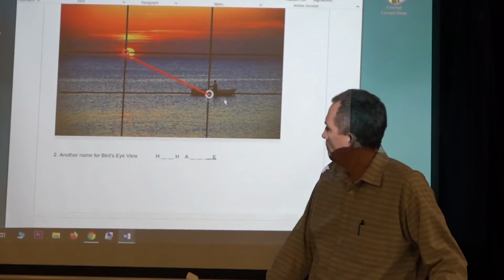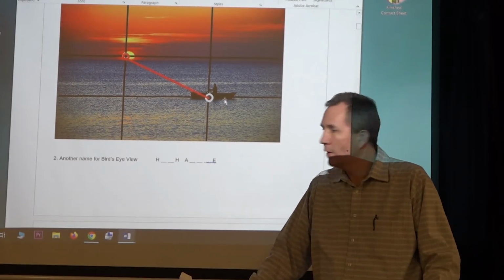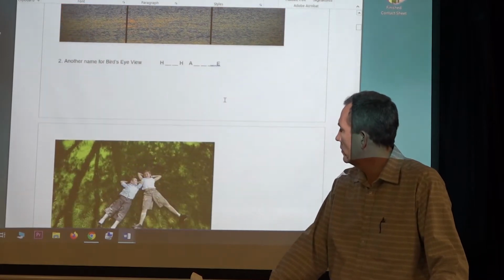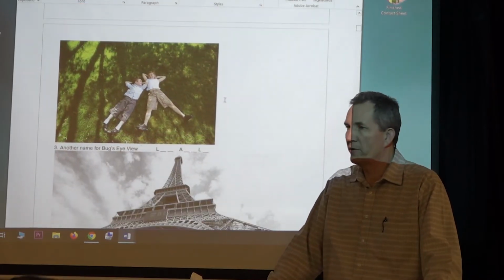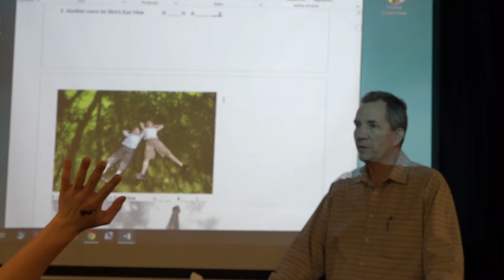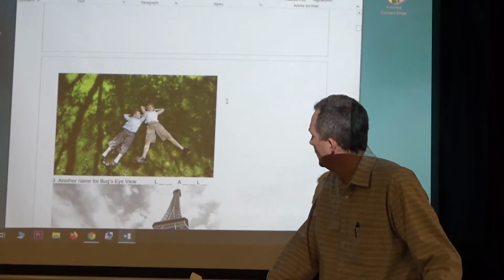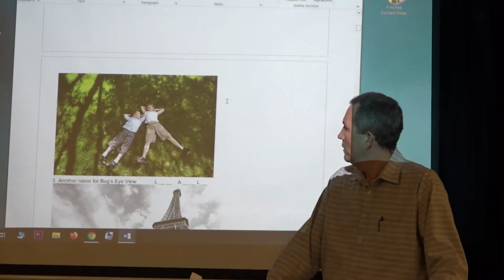Okay, what's another name for bird's eye view? High angle. High angle. Let's take a look at one of those. How many of you guys already shot your high angle? Good. Some of you still got to shoot it today? Okay.